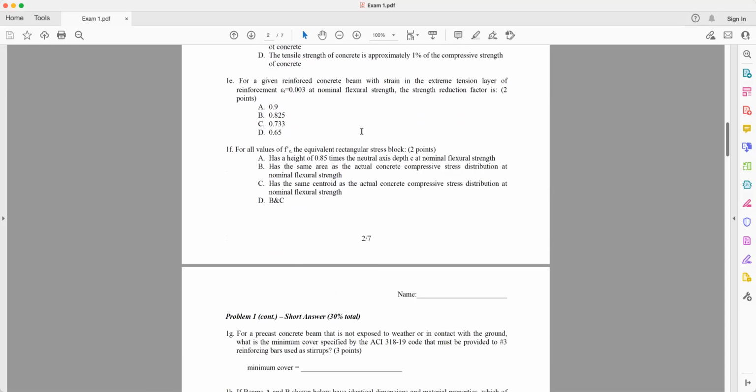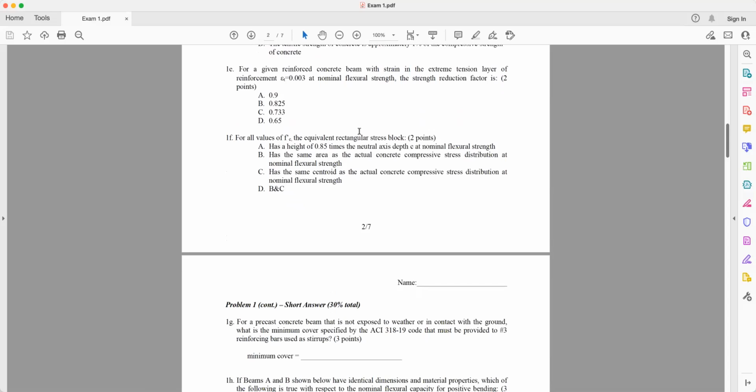All right, question 1E: given a reinforced concrete beam with strain at the extreme tension layer. For a beam, the top is in compression and the bottom is in tension, which means it is the lowest layer, the last layer, or the most stretched layer, right?